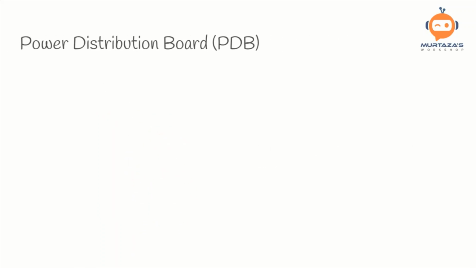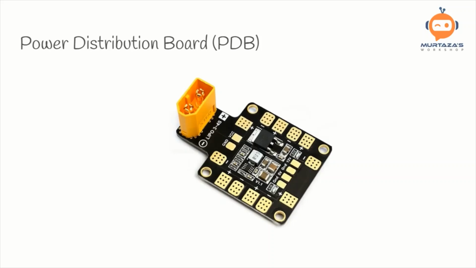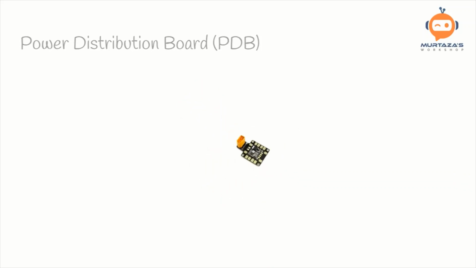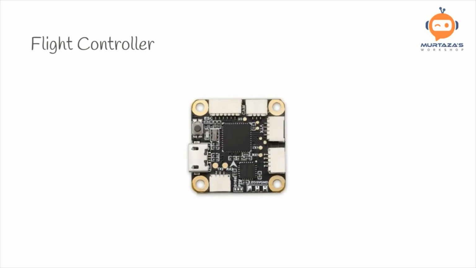Power distribution boards allow battery to power all the components, including the motors and the flight controller. The flight controller is the brain of the system and it decides what should be the speed of the motors based on the input received from the sensors and the receiver.